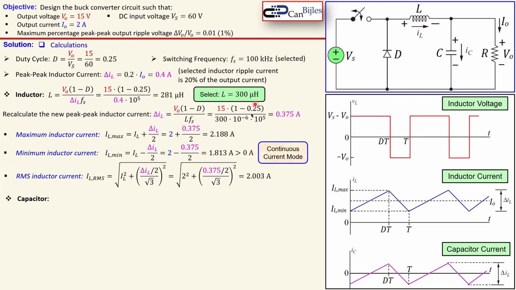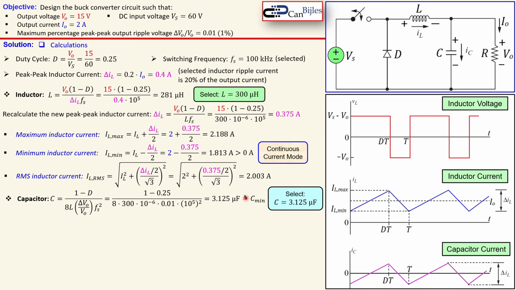Now the inductor is selected, we know also some about the maximum, minimum and RMS currents. So let's go to the next component, which is our capacitor. Capacitor can be calculated using this formula. We know the duty cycle, we know the inductor, we also know the delta VO over VO, and we have also selected our switching frequency, so substitute everything, you get here 3.125 microfarads. So we can say this is the minimum capacitor we need for our ripple voltage specification. You can of course go a little bit higher for safety, but in this case I just selected exactly as calculated here.